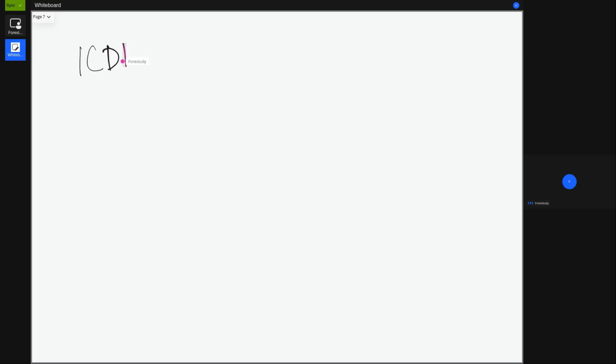ICDD, standard reference database. With the help of that, we are able to identify at what 2 theta what peaks are being shown.